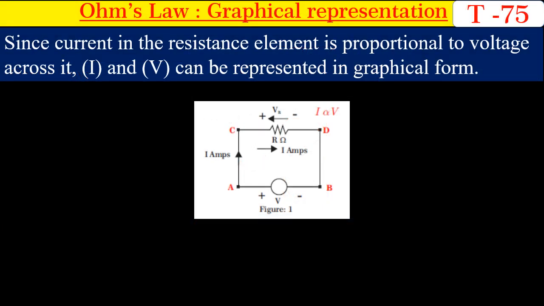Friends, Ohm's law can be represented in graphical form, and this concept is very important. According to Ohm's law, I is proportional to V. It means any two quantities which are proportional to each other can be represented in the form of a straight line on the Cartesian coordinates. So let us see how we can represent Ohm's law in graphical form.